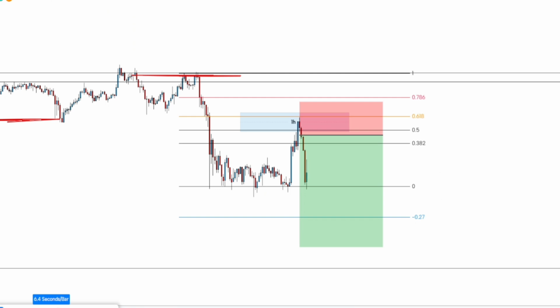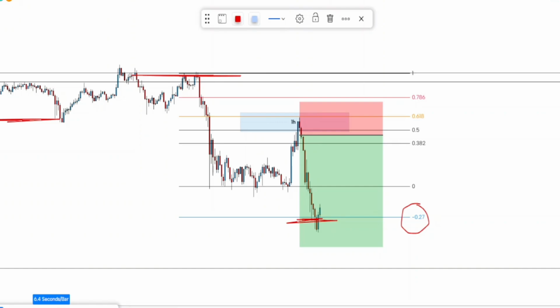Now, using the Fibonacci retracement, I wait for the price here. Price tapped into the zone perfectly. Now I want price to hit TP. Price hit the first TP, which is negative 0.27. Every time price hits the first TP, you must also aim for the second TP. The second TP is somewhere around here or here, guys.